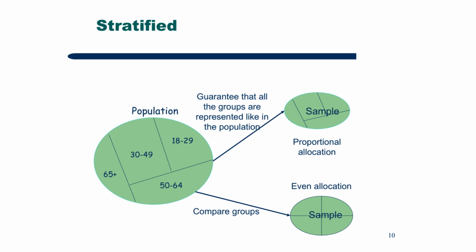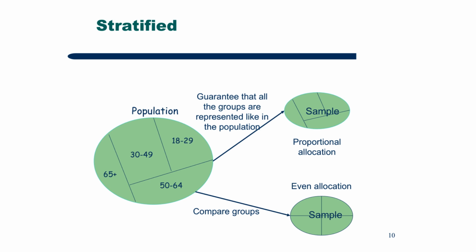Two common sampling approaches. Proportional allocation. The sample size from each group is based on its size in the population. For example, if 30% of the population is aged 30 to 49, then 30% of the sample will come from that group. Even allocation, equal allocation. The same number of individuals is selected from each group, regardless of their population size. This ensures equal representation across all strata.